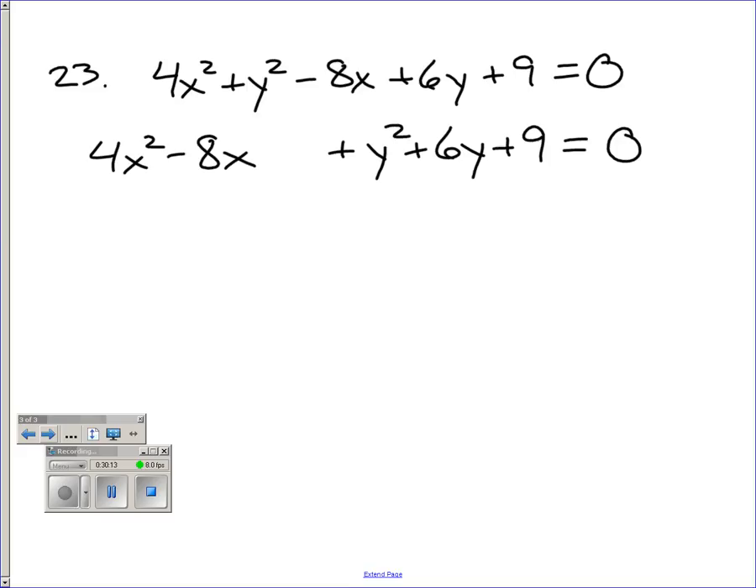Well, now, what's the very first thing that we have to do for the x's? You don't start taking half of the 8. You take the 4 out, because what you want is a leading coefficient of a 1 in front of x squared. So this is 4 times, open parentheses, x squared minus 2x. And now then, we got to complete the square inside.